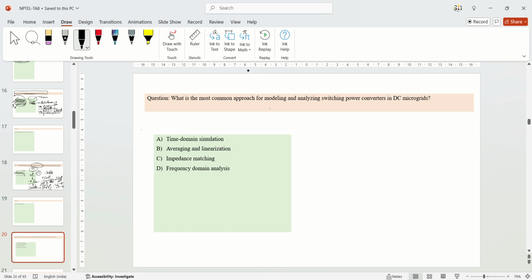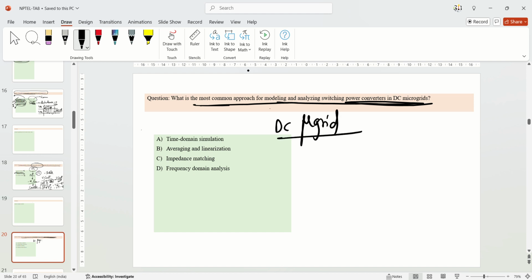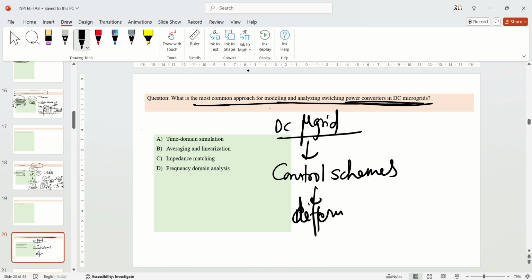We have one more question related to that: which is a common approach for modeling and analyzing the switching power converters in the microgrid? Because if you are studying this microgrid and want to design some control schemes, you come to these differential equation models. Suppose you are explaining I equal to C dV by dt, one of the equations. It's a kind of non-linear. So you want to linearize this system.